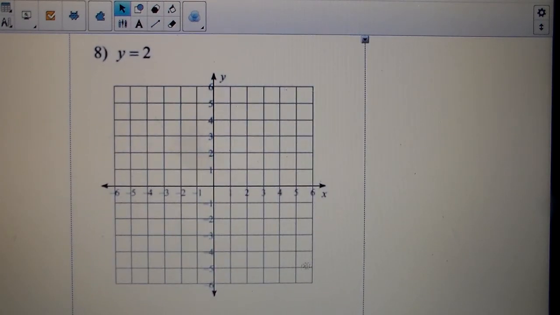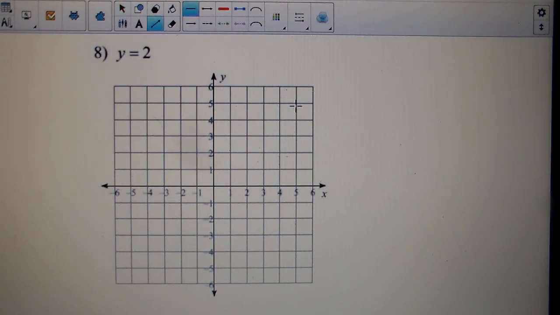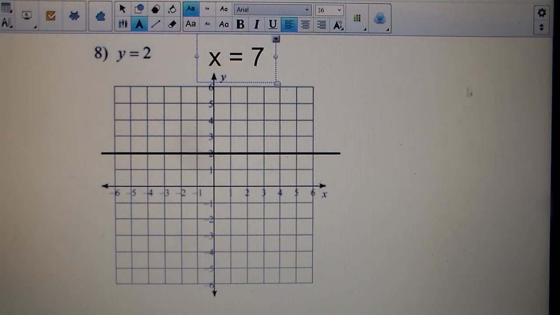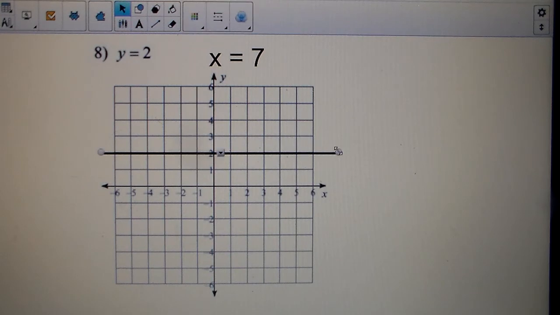So in this case, we have y equals 2. Anytime you have a y equals a number, you're going to draw a horizontal line at that number. I'm going to draw it at y equals 2. I'm going to put it at 2. So that black line is the equation y equals 2. Now let's say I have the equation x equals 7. Well, x equals 7, that means I have to draw a vertical line at 7, which of course, in this case, is a little bit off the graph. Well, it'll be that black line right there, x equals 7.